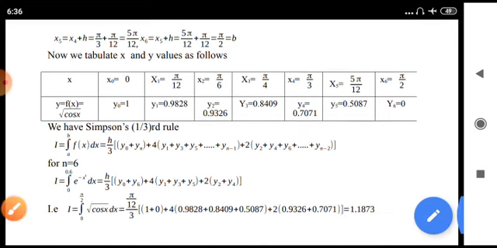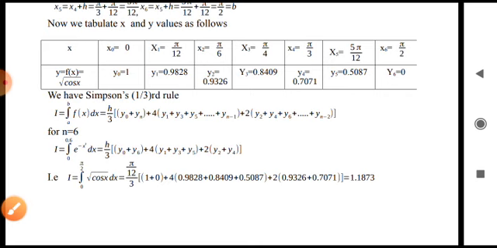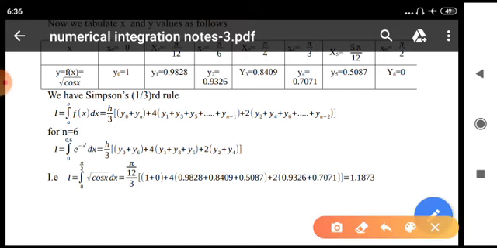Now we have Simpson's one-third rule: I equal to h by 3 times y0 plus yn plus 4 times y1 plus y3 plus y5 up to yn minus 1 plus 2 times y2 plus y4 plus y6 up to yn minus 2. For n equal to 6, this reduces to h by 3 times y0 plus y6 plus 4 times y1 plus y3 plus y5 plus 2 times y2 plus y4.